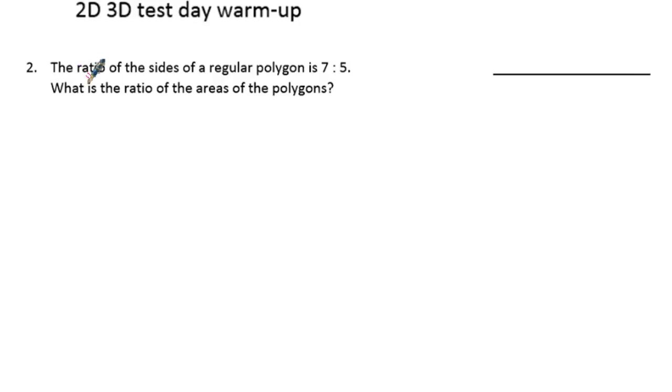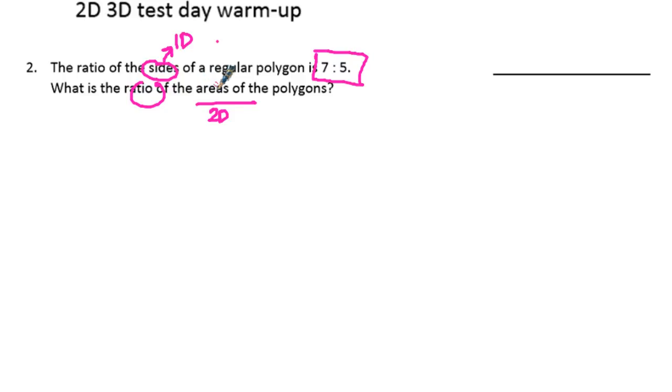In this scenario, we are given that the ratio of the sides of a regular polygon is 7:5. Now keep in mind when they say side, that's one dimension. That's like a side length. Length, height, width, those are all one dimension. Now the question that they're asking is, what is the ratio of the areas of the polygon? And we know that area is in 2 dimensions.